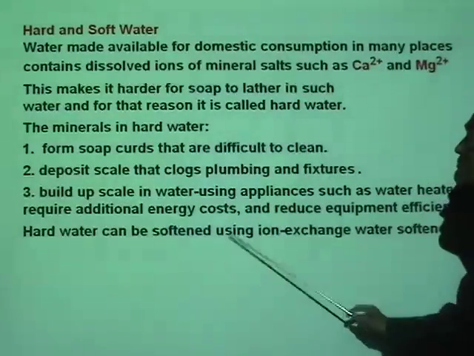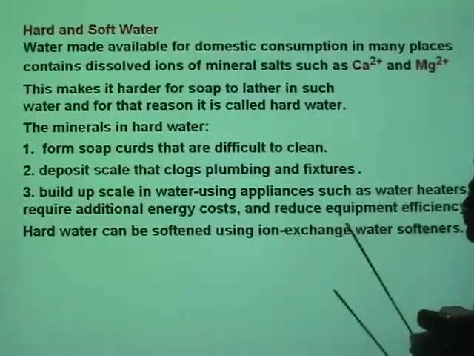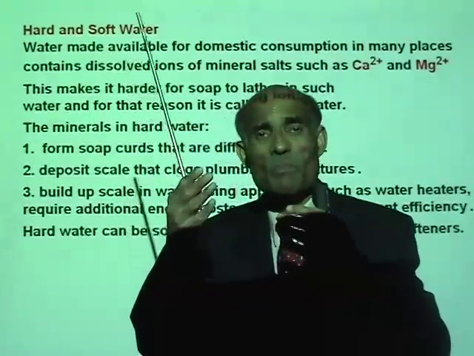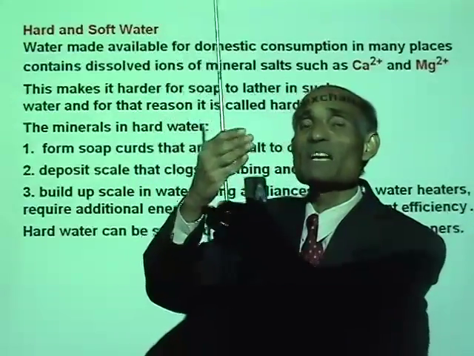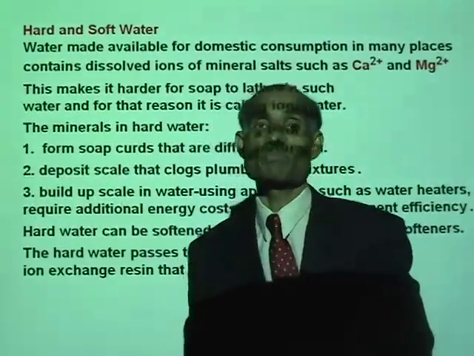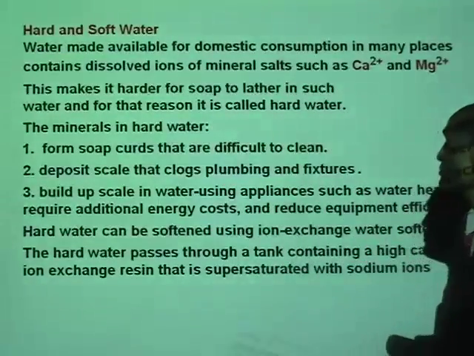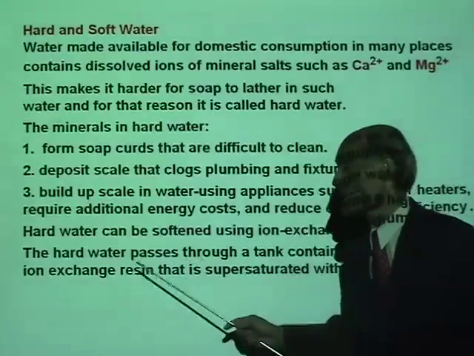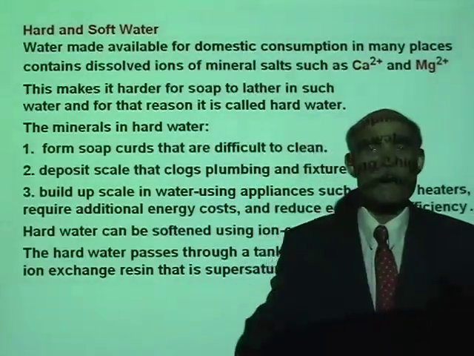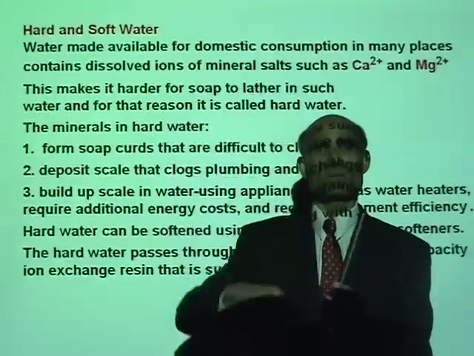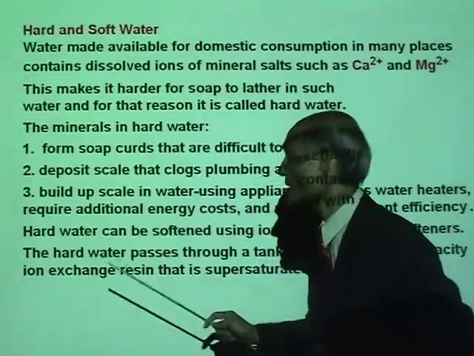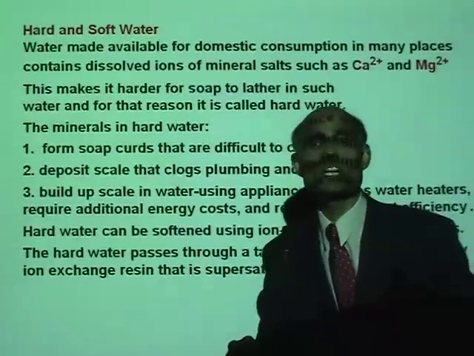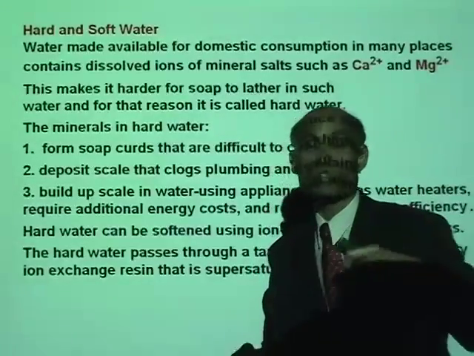Hard water can be softened using an ion exchange water softener. In other words, you can use a mechanism by which these ions are exchanged for some other ions that are not harmful. The hard water passes through a tank containing a high capacity ion exchange resin. This is the equipment that you buy for about $2,000, a tall structure, and the water is allowed to flow through this resin, which contains sodium ions. In fact, you use salt along with it.